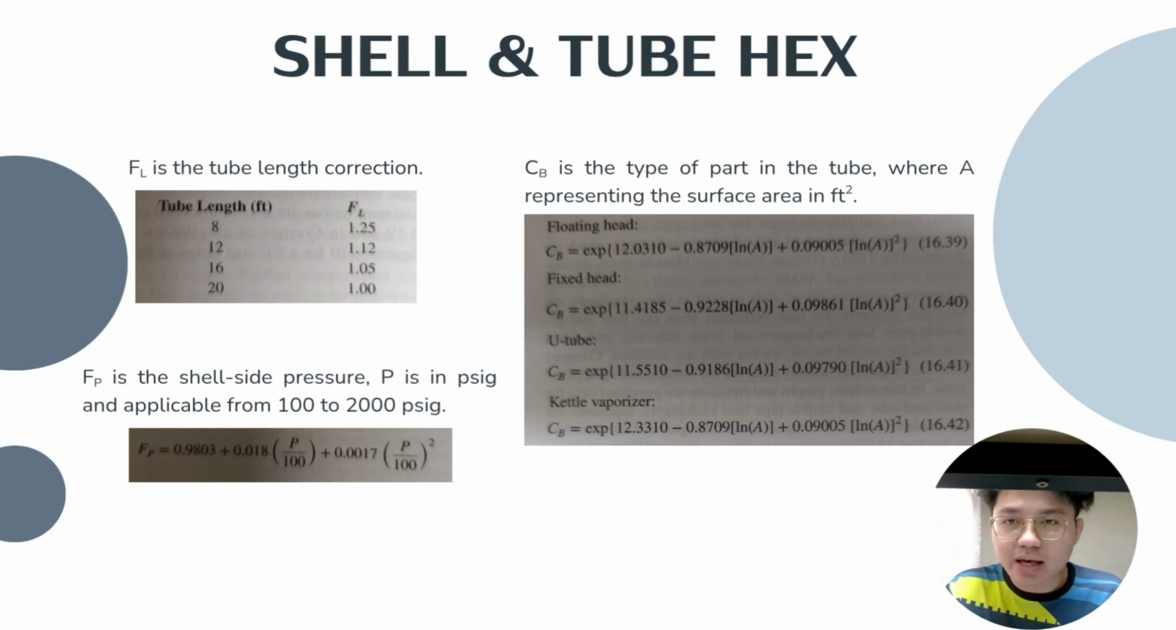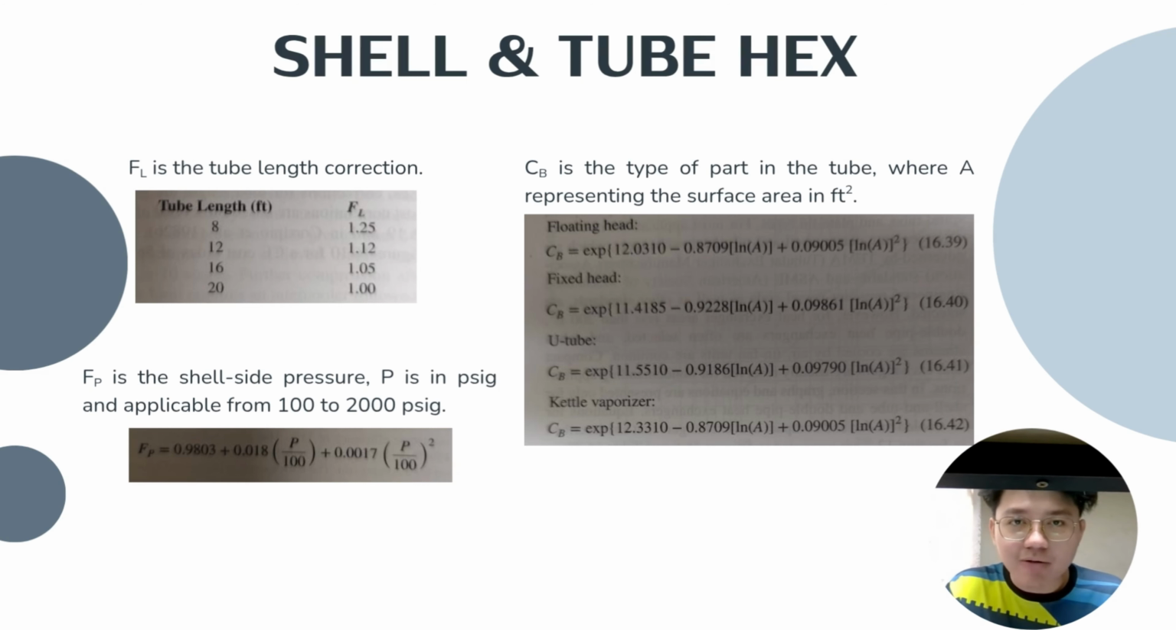FL is the tube length correction, as you can see in the diagram below. For the tube length of 8 feet, the FL is 1.25 and so on. And FP is the shell side pressure factor. P is given in psig and applicable from 100 to 2000 psig.